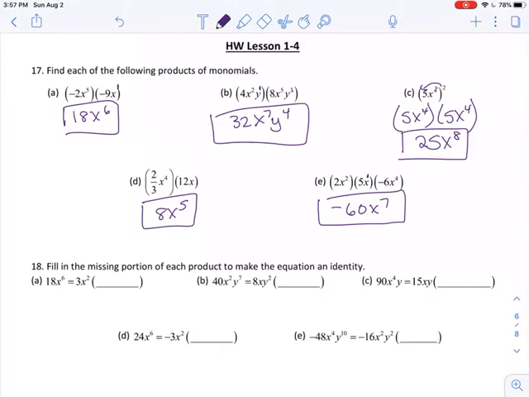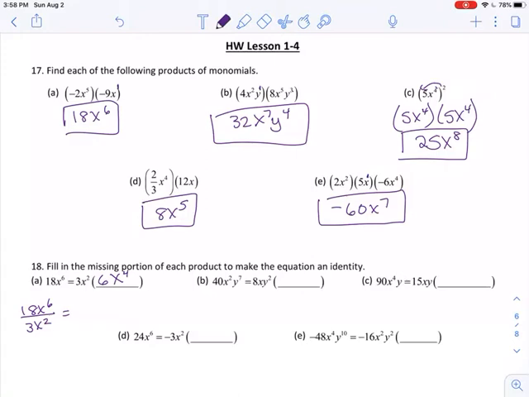So in 18, I'm filling in the missing portion of each product to make the equation an identity. So basically the left side and the right side should be equal. They should be identical to each other. So really what I'm doing is I'm figuring out what do I need to multiply 3x squared by to get 18x to the 6th. So 3 times 6 is 18, and then x squared, I would need to multiply that by x to the 4th in order to get x to the 6th. You can sort of think of it as you're taking 18x to the 6th and dividing by 3x squared. That will give you that 6x to the 4th.